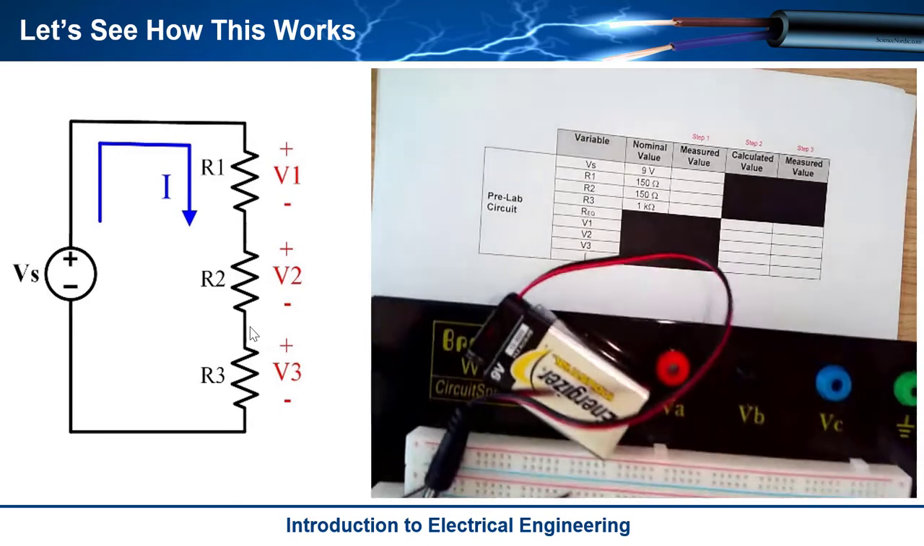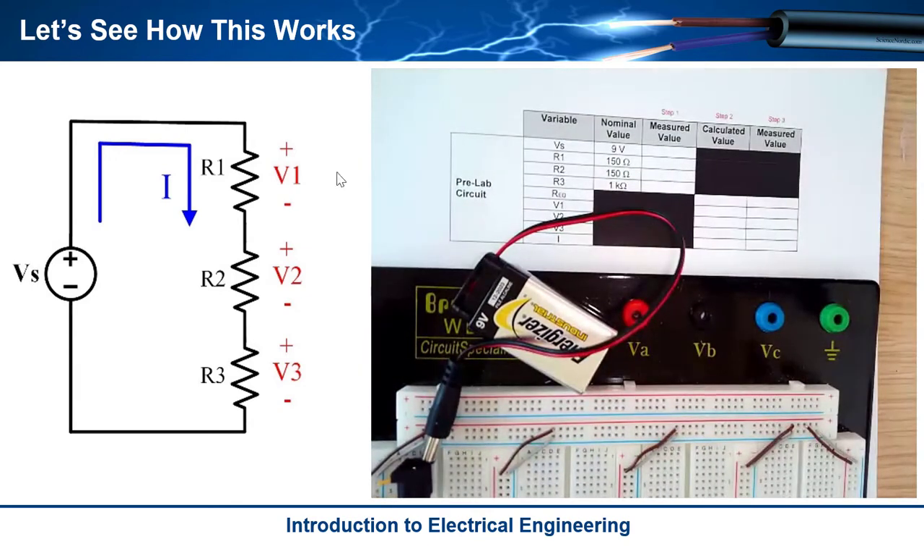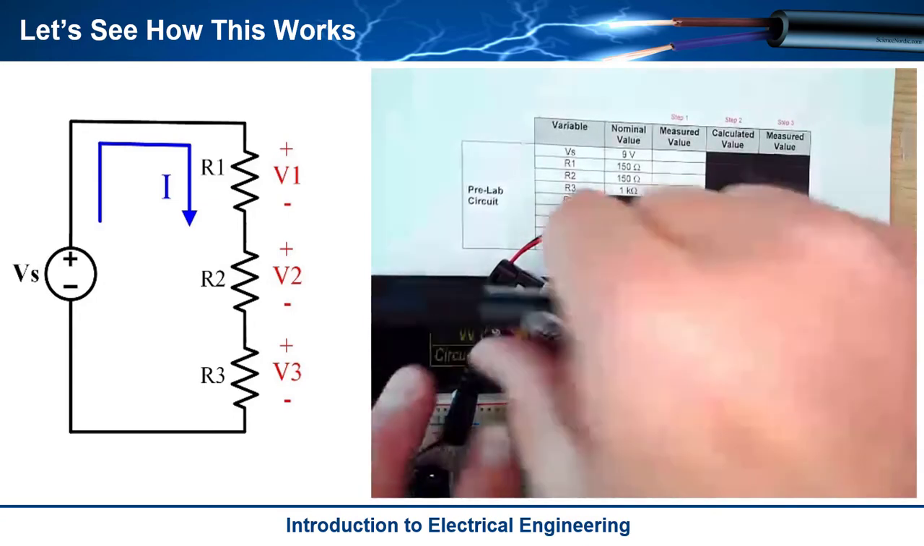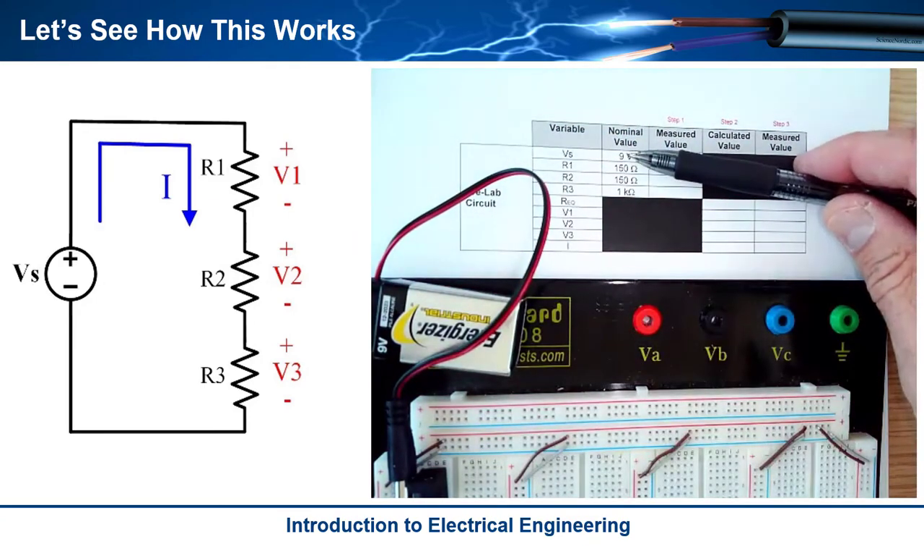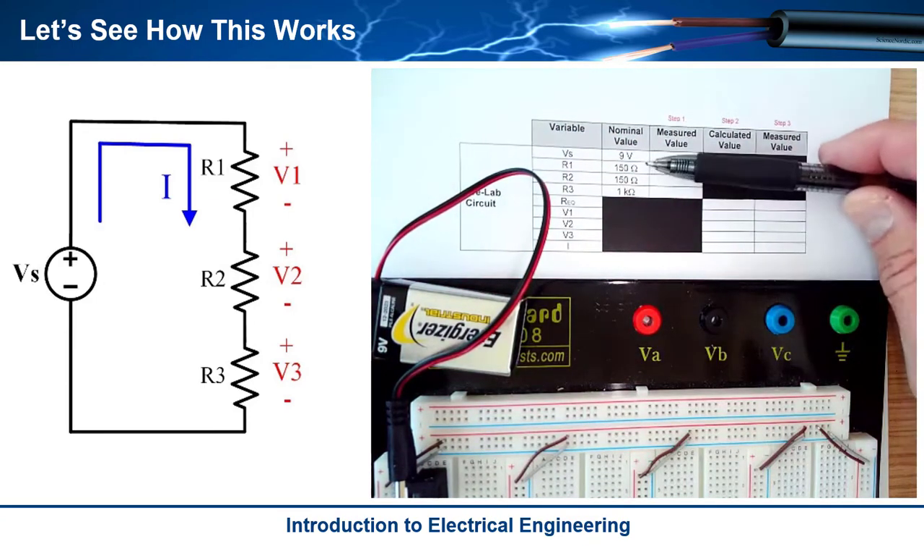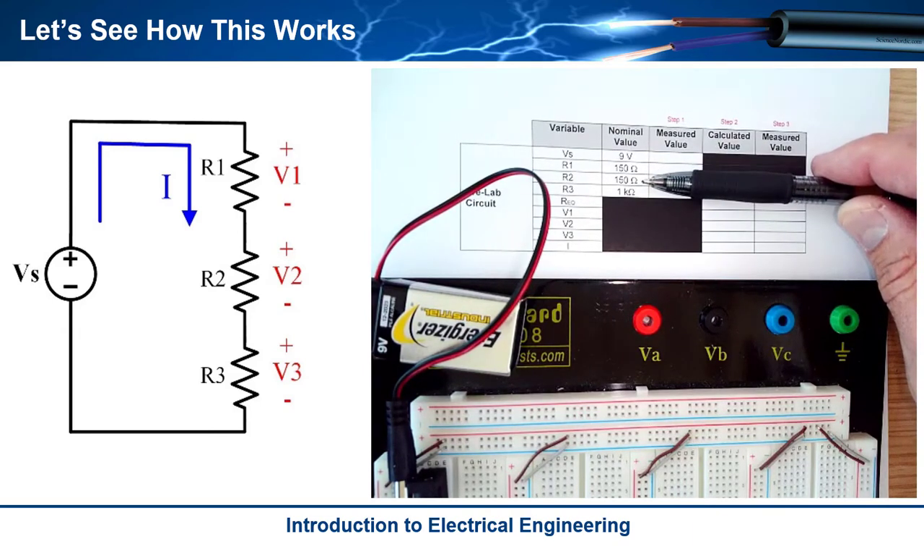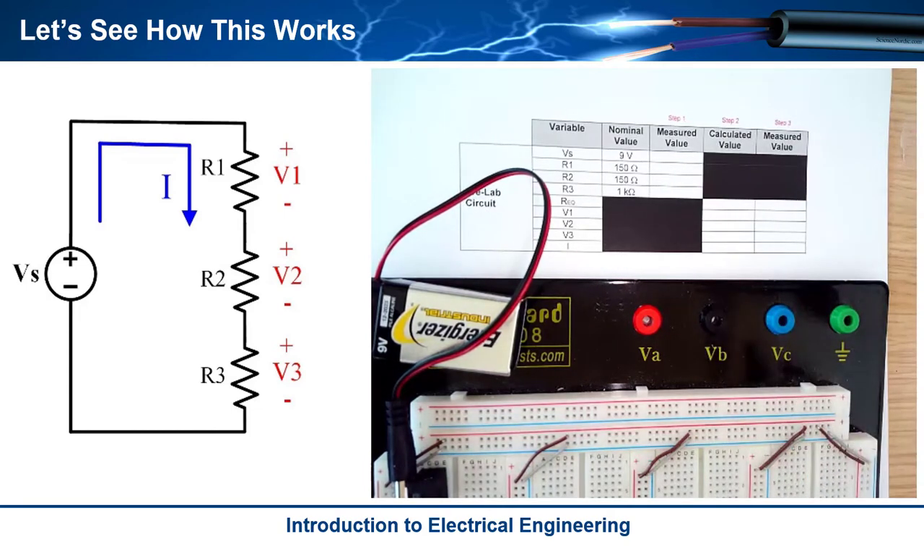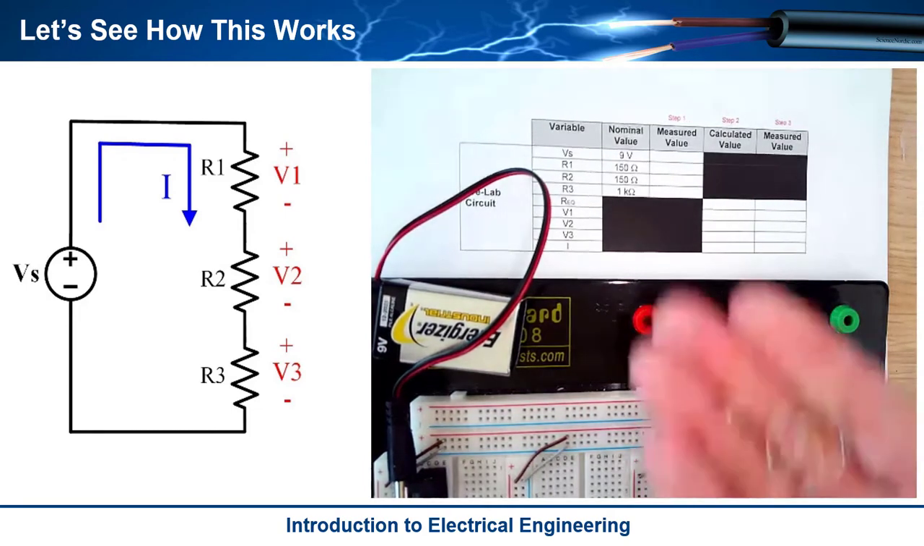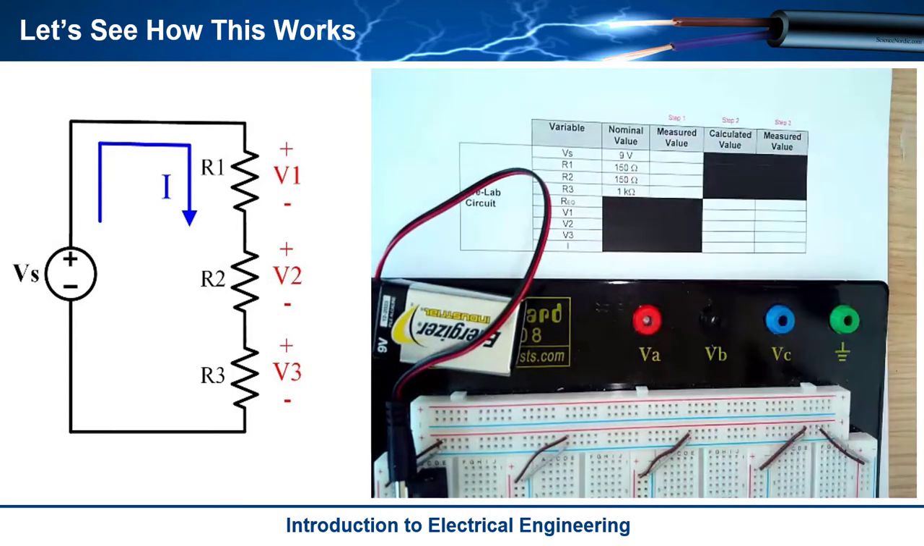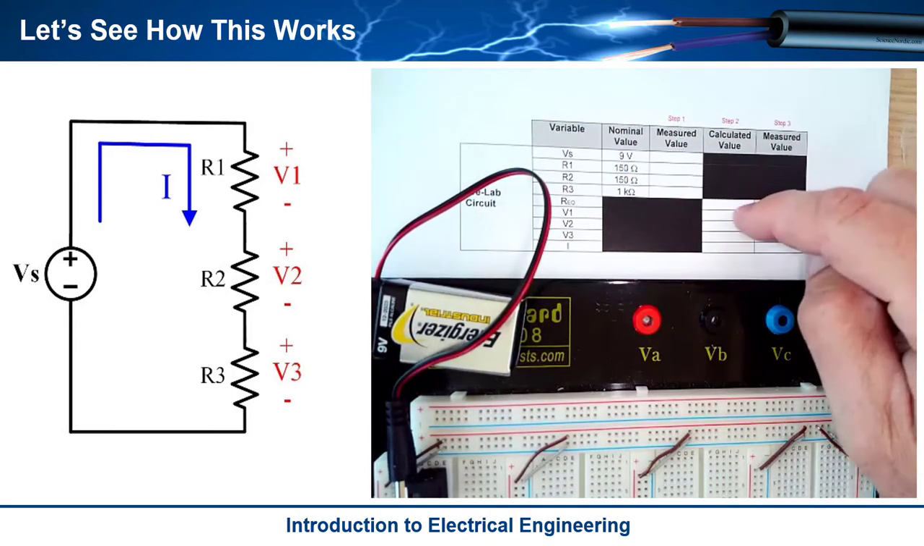So here's my breadboard right here. I'm going to power this little resistive circuit with a 9-volt battery, and so that's where the 9 comes from for the Vs. And then I'm going to have three resistors in series, and so R1 is 150 ohms, R2 is 150 ohms, and R3 is 1k ohm. I have those three right here, and I'm ready to go. But I'm going to calculate a whole bunch of stuff.